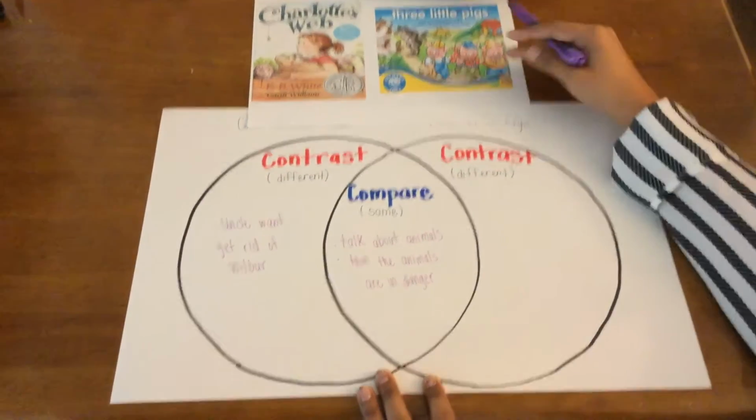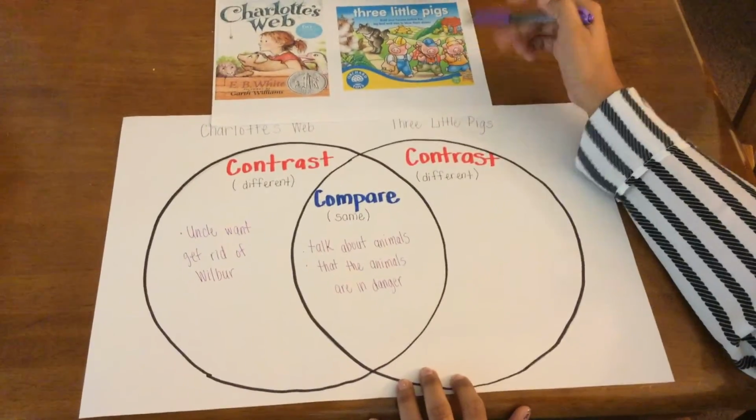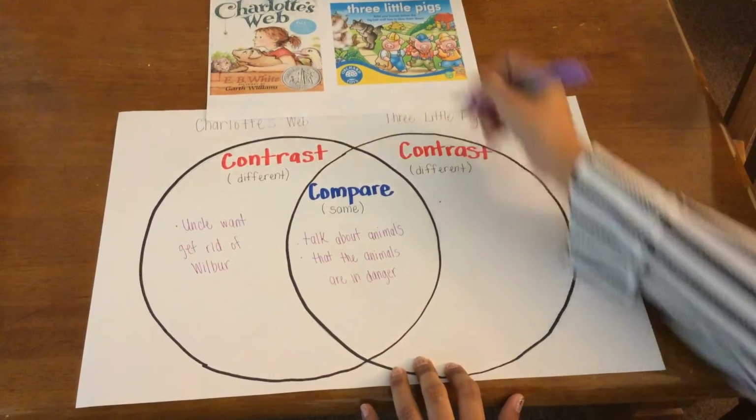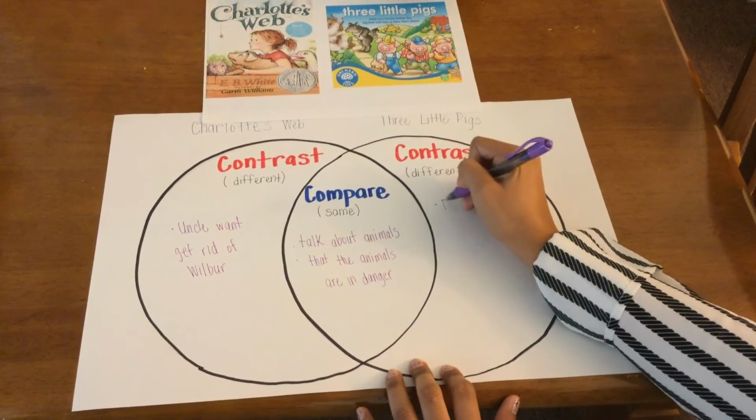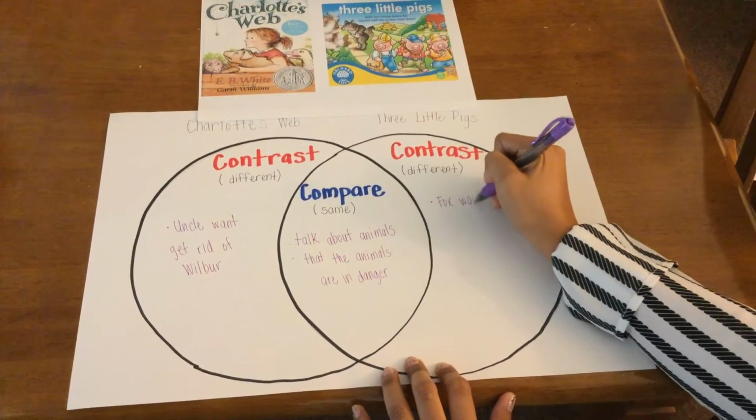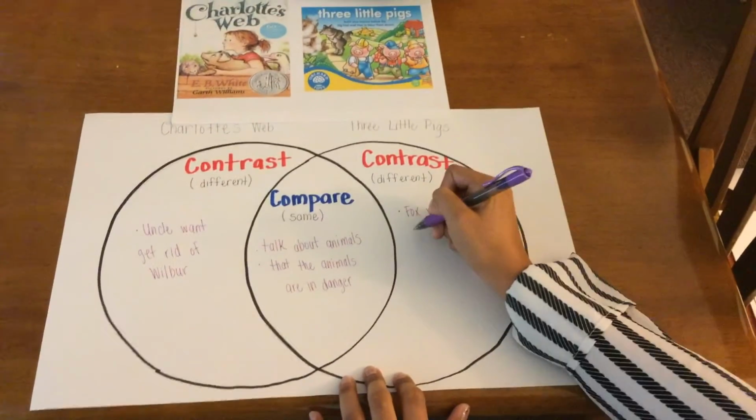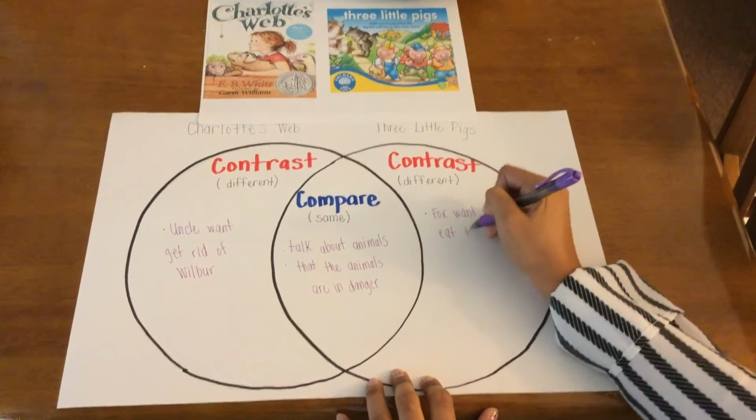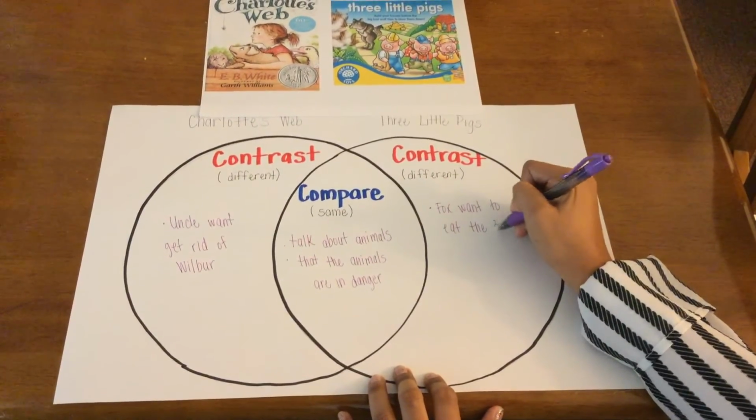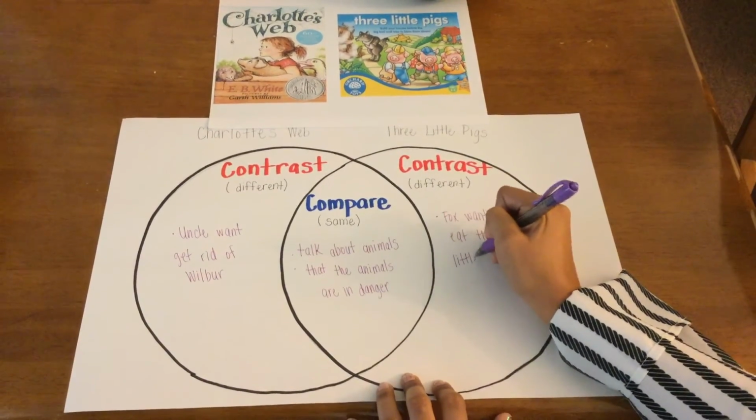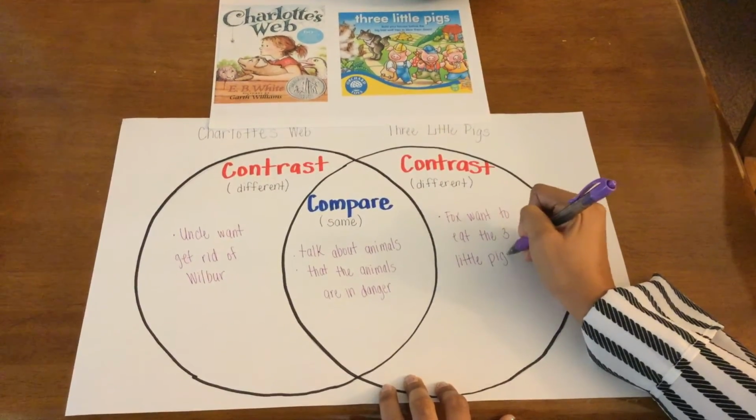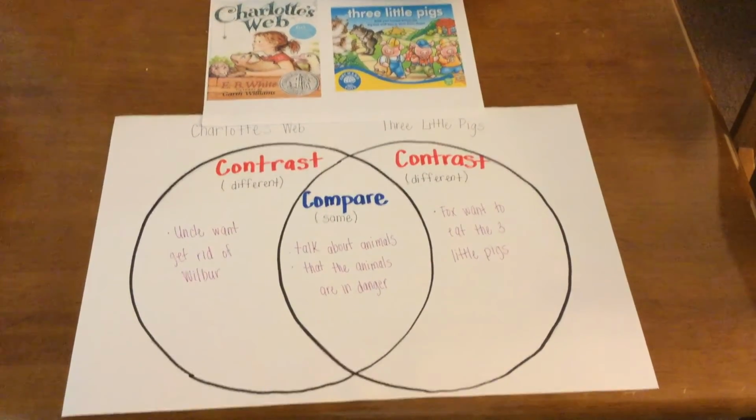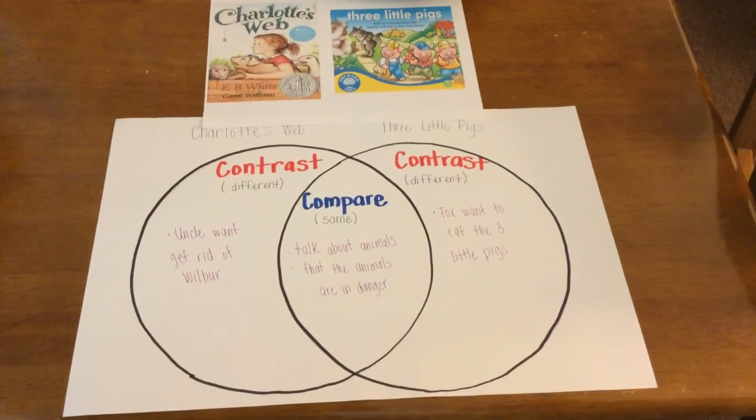So now let's contrast the Three Little Pigs, and they are different because the fox, remember, the fox wants to eat the three little pigs. And we can find many more ways to contrast and to compare both stories.